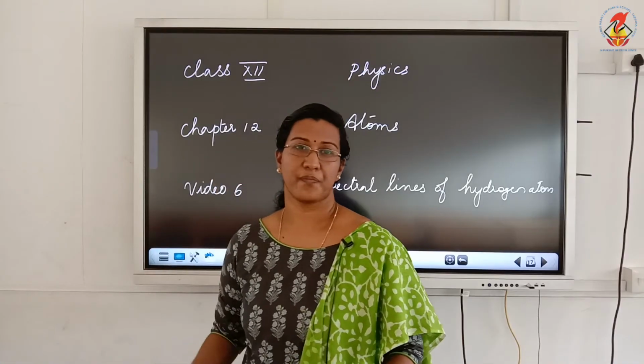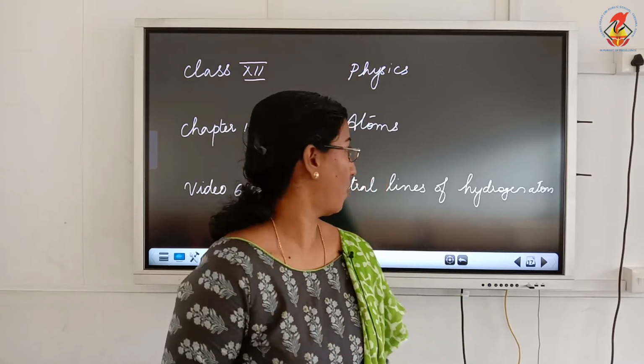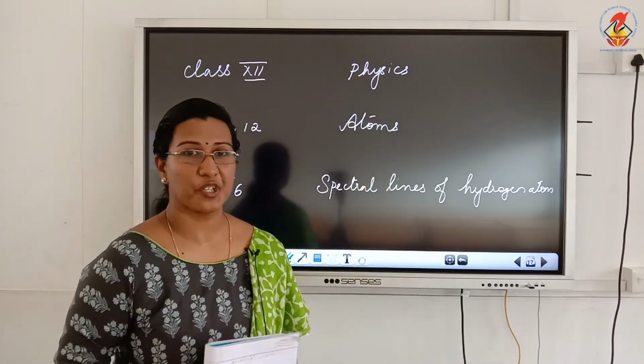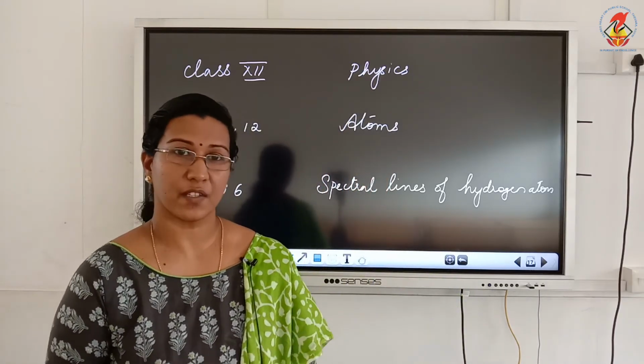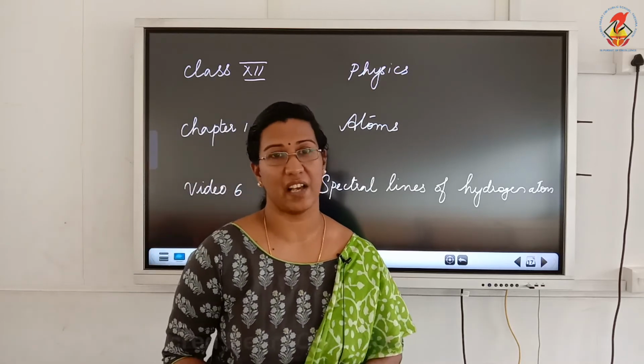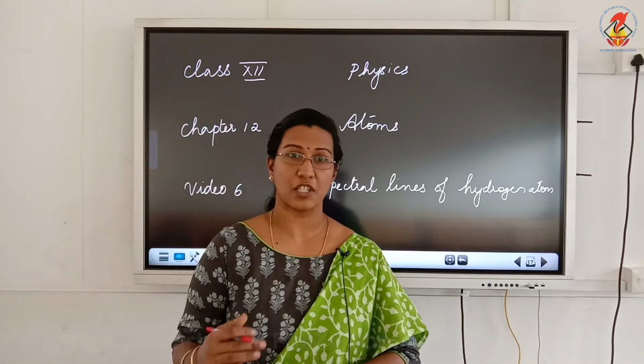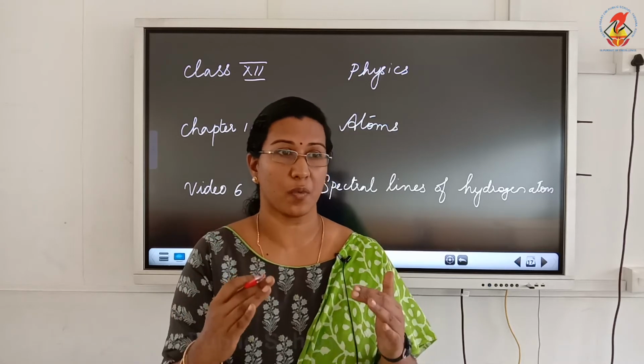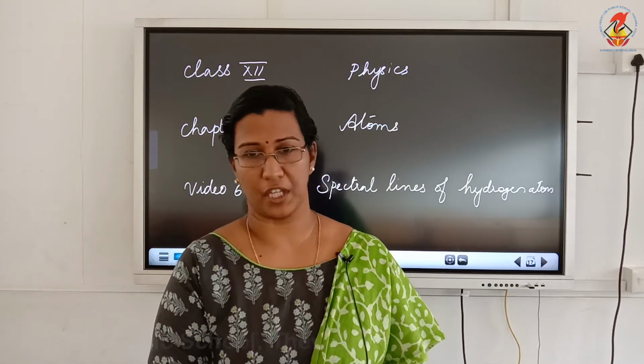Hi students, in this video we are going to study about spectral lines of hydrogen atom. Now in the previous video we discussed about the energy levels of hydrogen atom. Means each orbit is having, the electrons in each orbit possess a definite amount of energy.